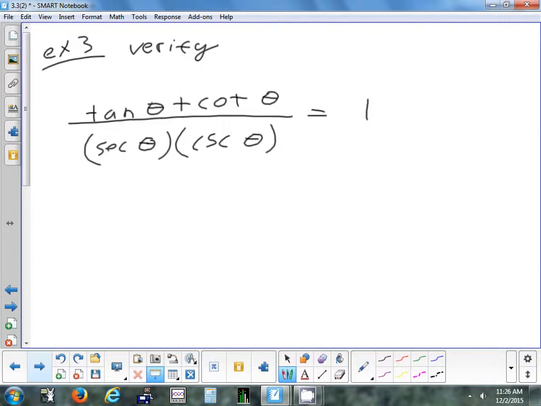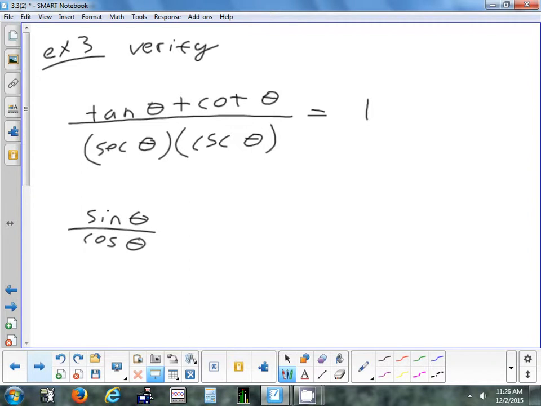Won't the top already cancel out? No, because we're adding. If you were multiplying, you would get some stuff that cancels out. But remember, you can't cancel across a plus sign. Okay? So let's try sines and cosines and see what happens.